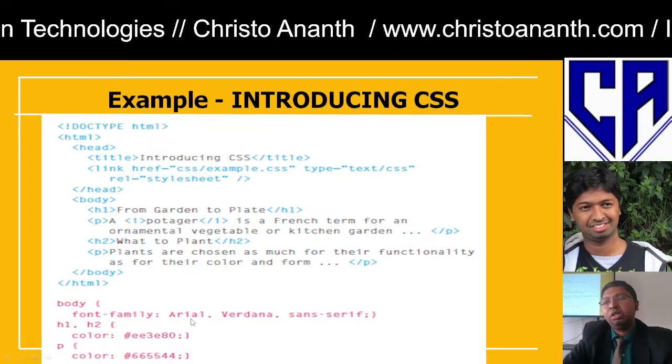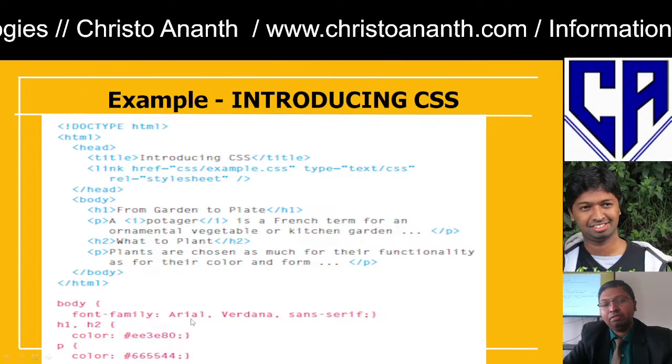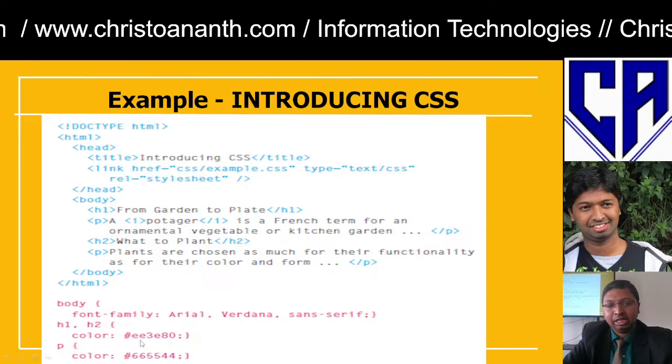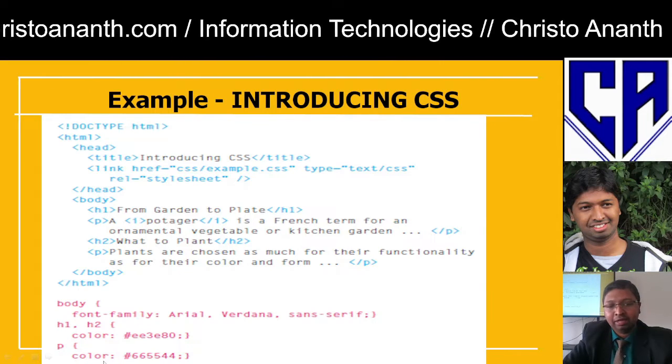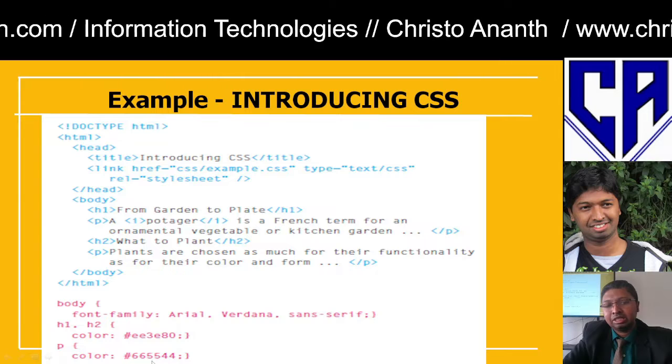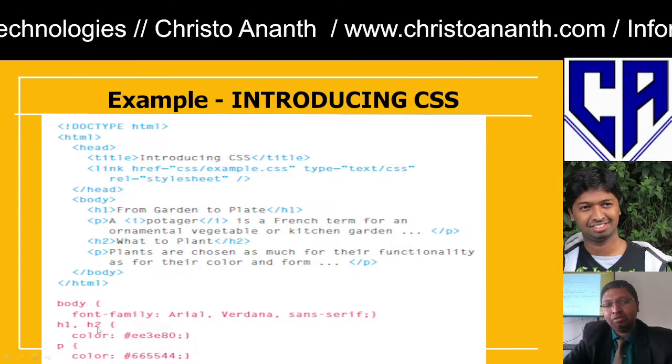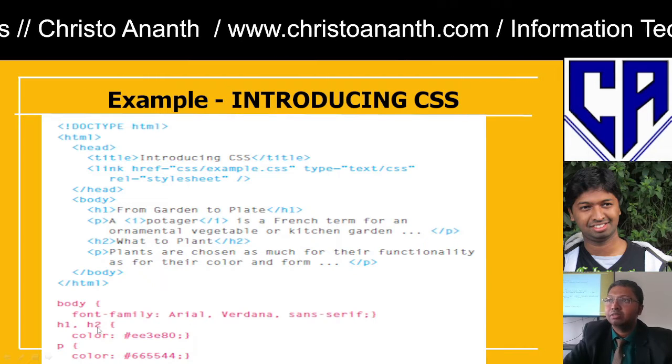Body, font family, Arial, Verdana, sans serif. So this is how you specify the font family as well as color. So the color they have chosen is EE3A80. And for the paragraph tag, it is 665544. So for the paragraph you have a color, and similarly for H1 and H2 you have a different color.